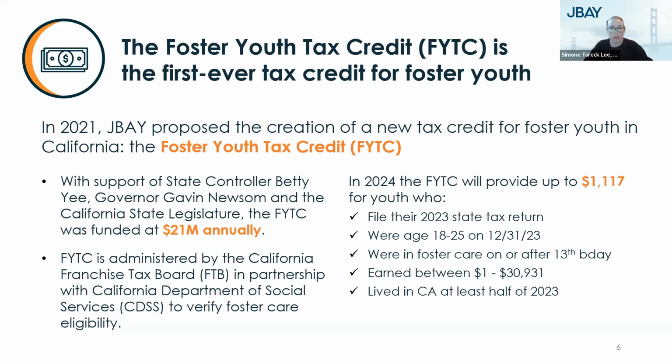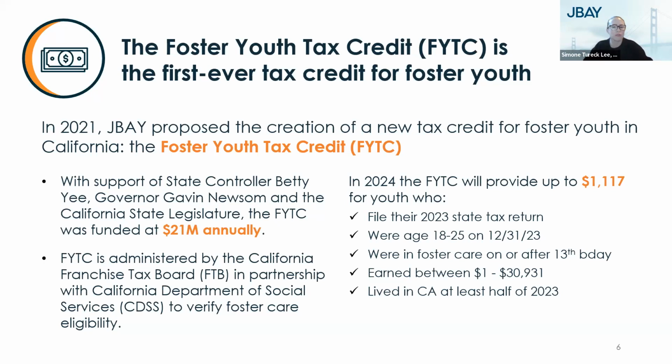They have to have been in foster care on or after their 13th birthday. Like I said, this is a program of the Cal EITC, meaning youth have to have some earned income during the tax year, but $1 is all that's needed. So youth have to have earned at least $1 in 2023. And then, like I said, once you hit $30,931, you really aren't eligible for the credit. But most young people that we're working with are not earning that much money. So in most cases, youth are going to be eligible for the credit in terms of income.